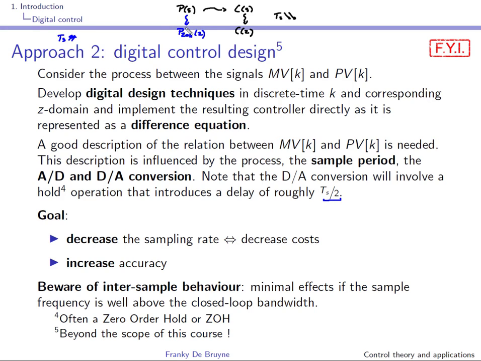But if you discretize the process appropriately, you obtain here a discrete time description that takes into account the zero order hold. And then you have to use a so-called direct digital method to obtain a controller C of Z from this description of the process in the Z domain. As I've said before, this is called direct digital design, and this is of course out of the scope of this course. If interested, you can have a look at the video course Digital Control.